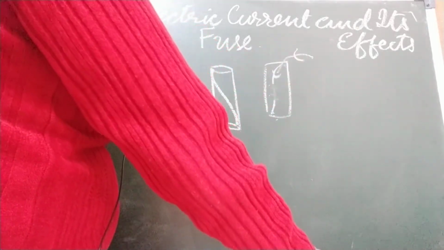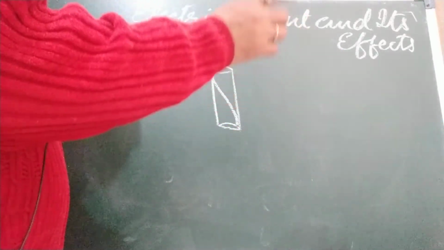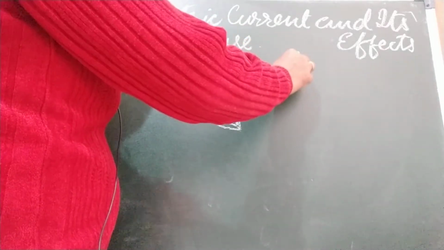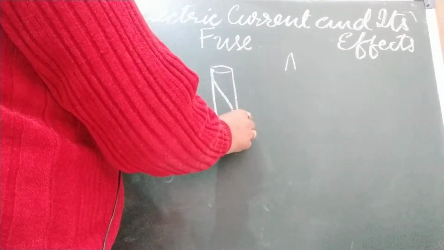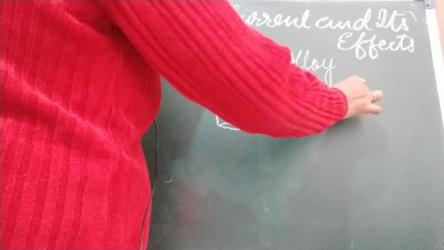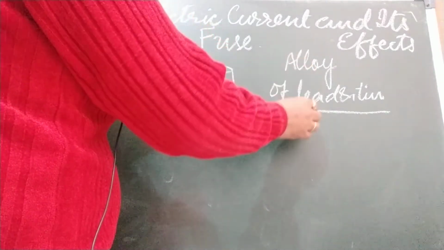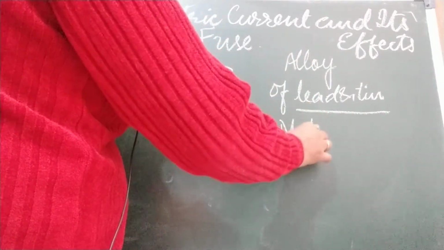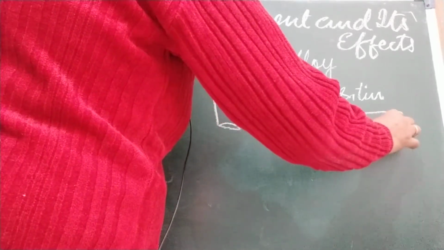And this is a special wire. Like I told you, nichrome is an alloy of nickel and chromium. Here this fuse wire is made of an alloy of lead and tin. Lead and tin. And what is the specialty of this alloy? Its melting point is very low.